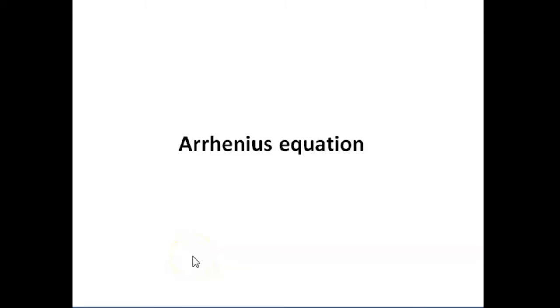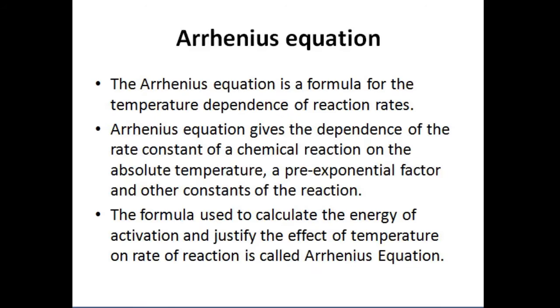Arrhenius equation. The Arrhenius equation is a formula for the temperature dependence of the reaction rate. It gives us the dependence of the rate constant of a chemical reaction on the temperature, the pre-exponential factor, and other constants of the reaction.